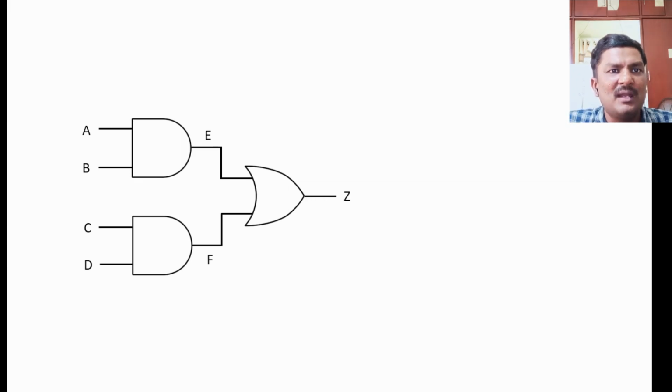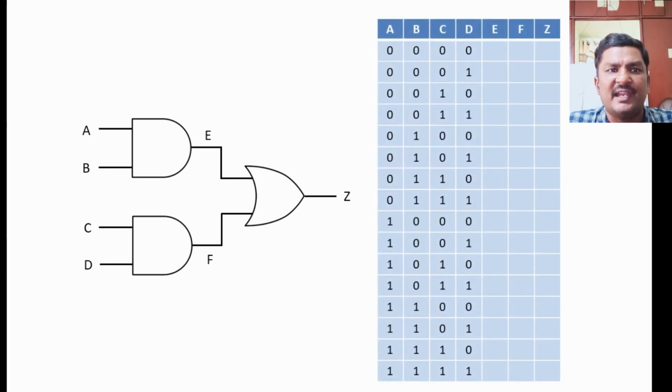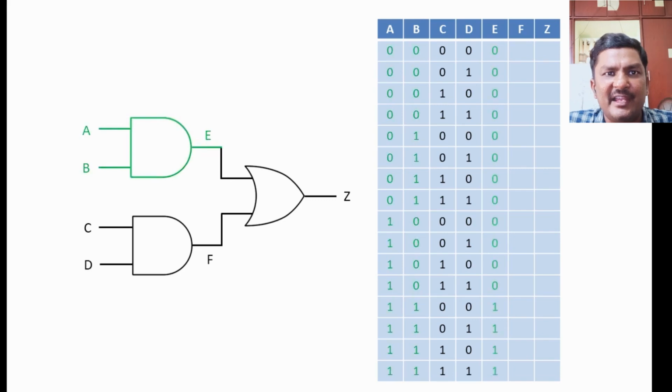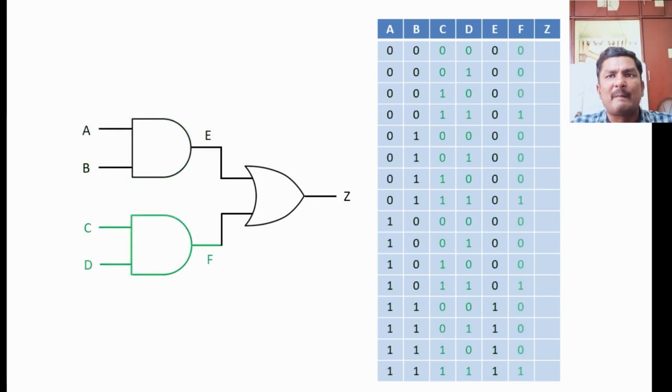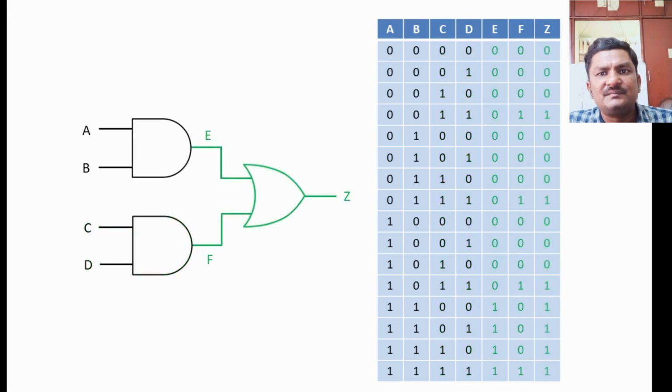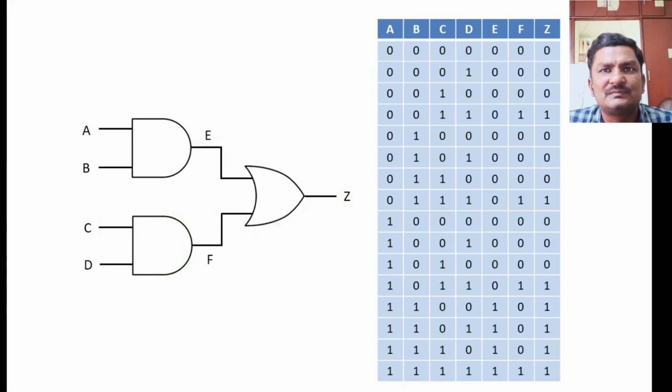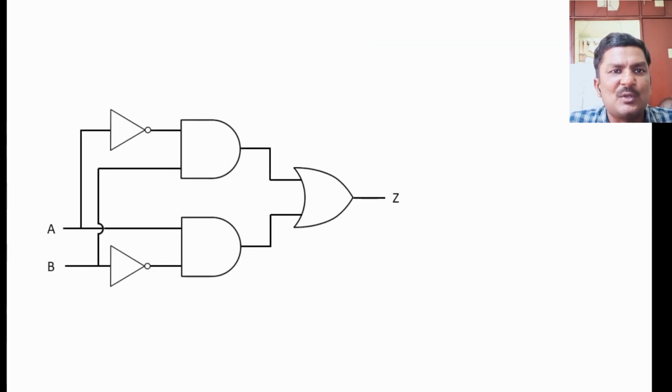Next example, 2 AND gates and 1 OR gate. A, B are inputs of first AND gate. E is the output. C, D are inputs of second AND gate. F is its output. E and F are inputs of OR gate. Z is the output of this combination. So here 4 inputs are there. So 2 to the power 4, that is 16, input combinations are possible.